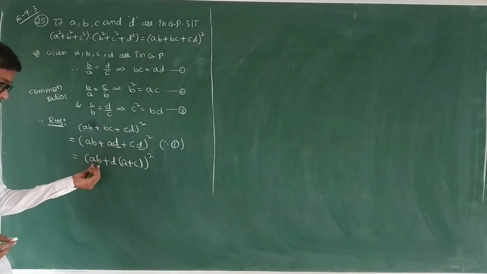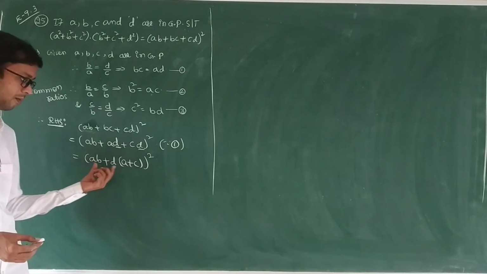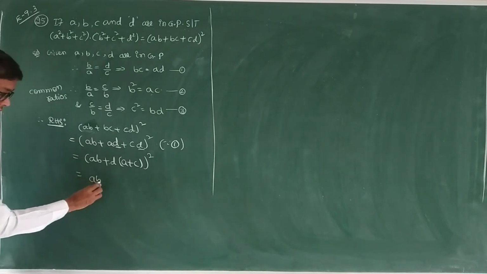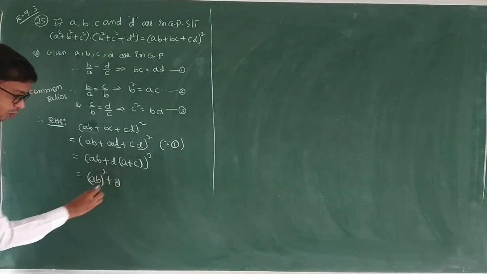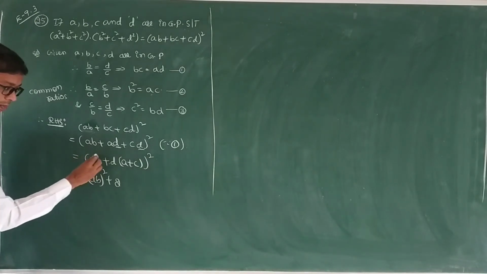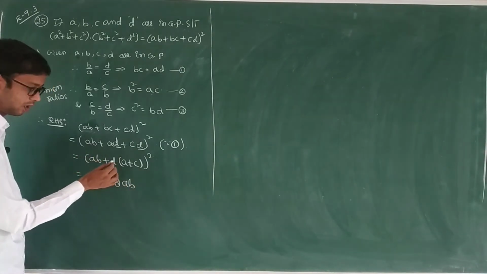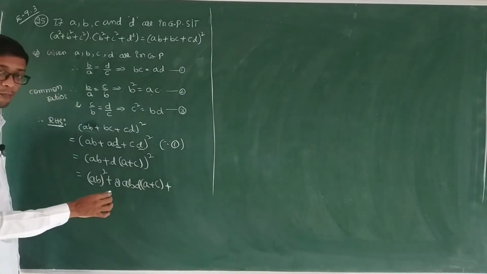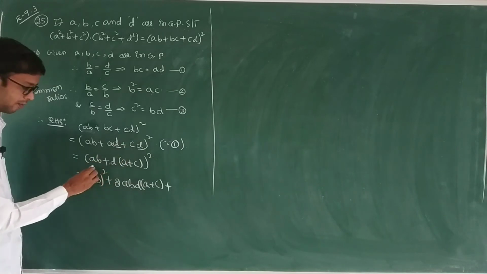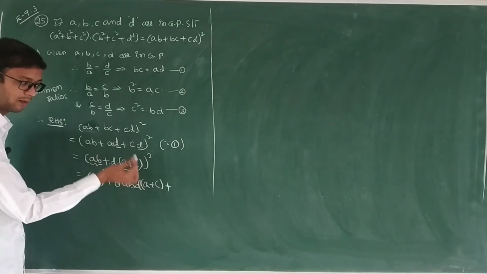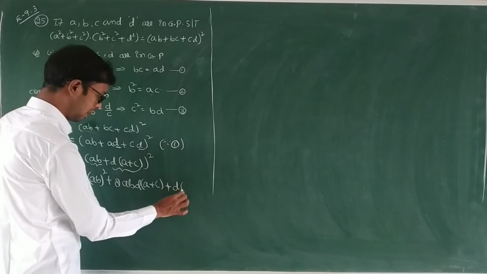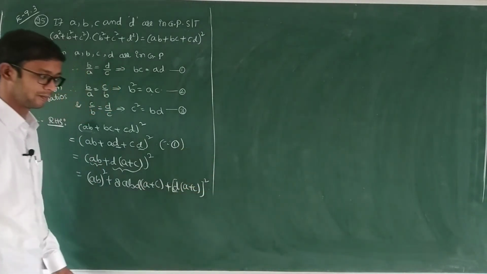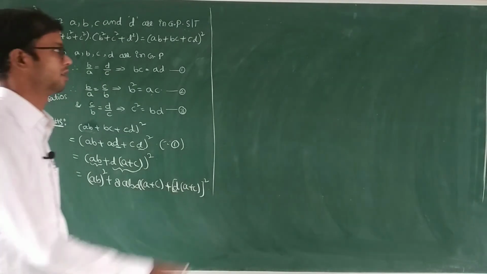Now you observe this is the first term and this is the second term. The formula (A plus B) whole square is here: A square plus 2AB plus B square. Here A is AB, and B is D into A plus C. B square means this second term: this is the first term total, and this is the second term squared, D into A plus C whole square. Now we have to simplify this.